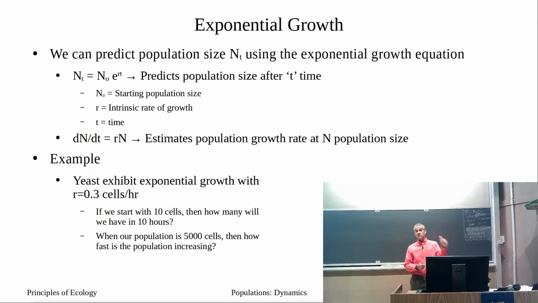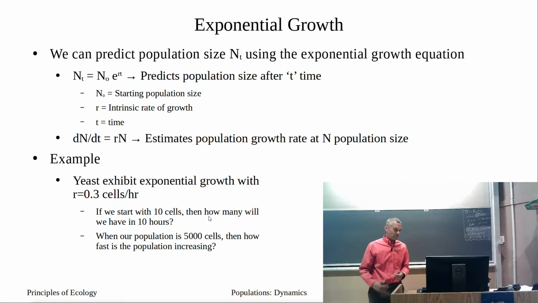So number one, is this population going to increase or decrease? It's what? It's increasing. Why did you say that? Because R is greater than 0. Okay, so our population is going to increase at this point. So we know it's going to increase. So first part, if we start with 10 cells, then how many will we have in 10 hours? Note, my R was cells per hour, so my time is going to be in hours.